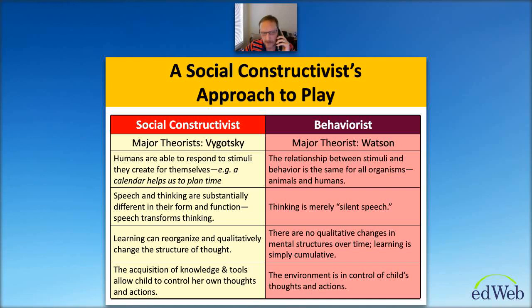So think about a calendar. A cat isn't able to sit down and actively plan their time. They just kind of react to the environment as the environment happens. Adults, on the other hand, can create tools, like scissors or whatever, that help them to adapt to their environment. That's something that really differentiates humans from other animals: we have this ability to use tools to work within the environment.